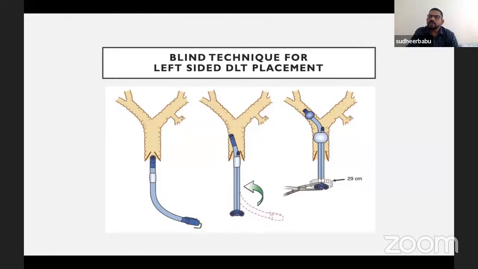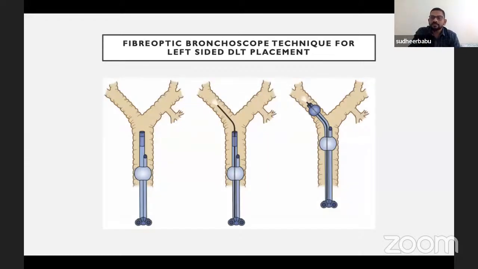So how will you do the FOB? What is the method of FOB technique for insertion of the DLT? First, we have to look into the trachea, and when we go close to the carina, we'll be able to see two lumens, that is the left and right main bronchus. As we advance further into the right main bronchus, within 1 to 2 centimeters, we'll be able to see the takeoff of the right upper lobe bronchus. At this point, we will be able to see 3 lumens. Nowhere else in the tracheobronchial tree is this picture seen. That is the takeoff of the right upper lobe bronchus.